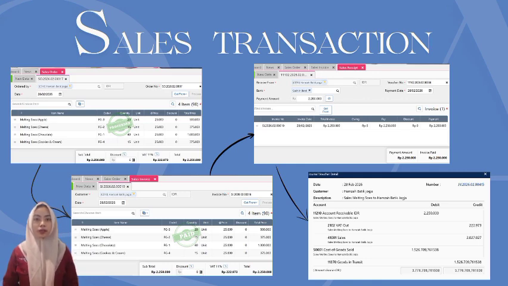This demonstrates the seamless integration between the sales module, inventory module, and accounting module within Accurate, ensuring that every sale is not only recorded as revenue but also fully reflected across the company's financial statements in real time.